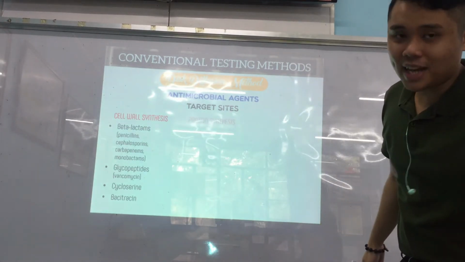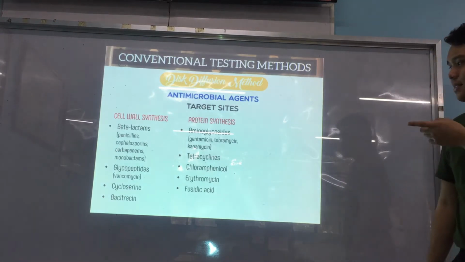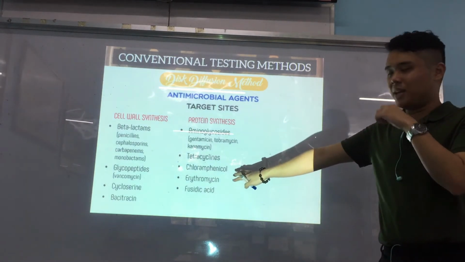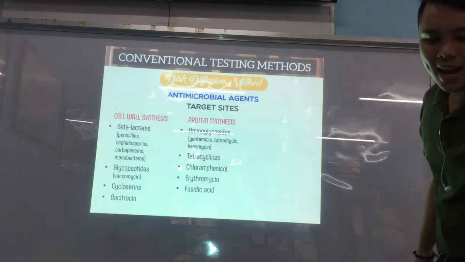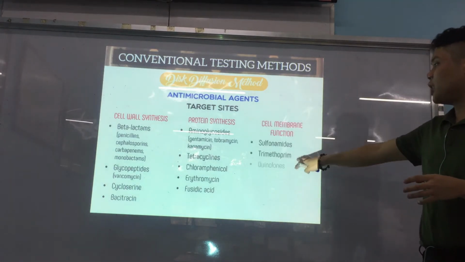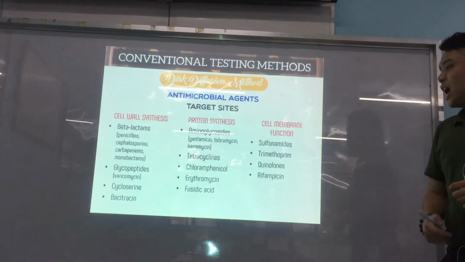Now, we also have antibiotics that target protein synthesis. You have aminoglycosides, tetracyclines, chloramphenicol, erythromycin, and fusidic acid. And lastly, those that target the cell membrane. You have sulfonamides, trimethoprim, quinolones, and rifampicin.